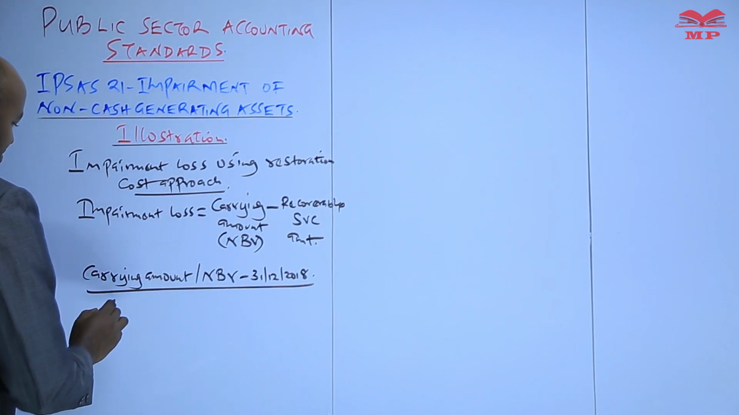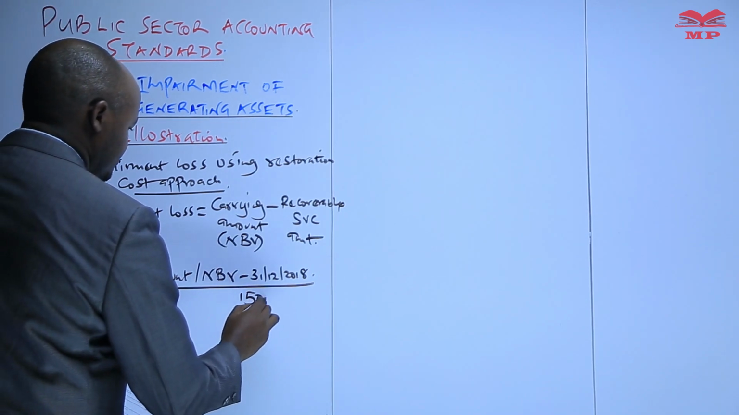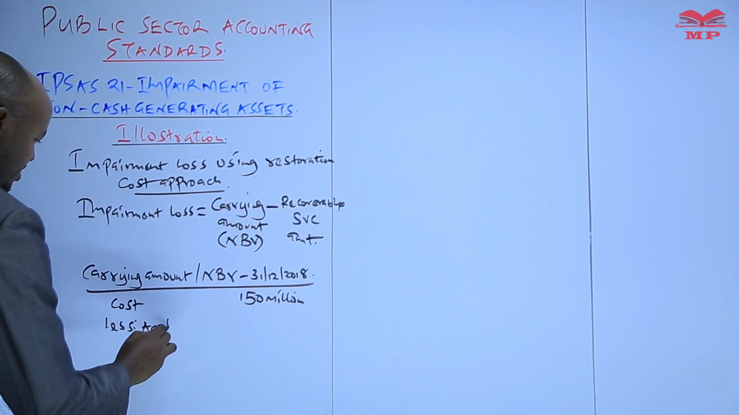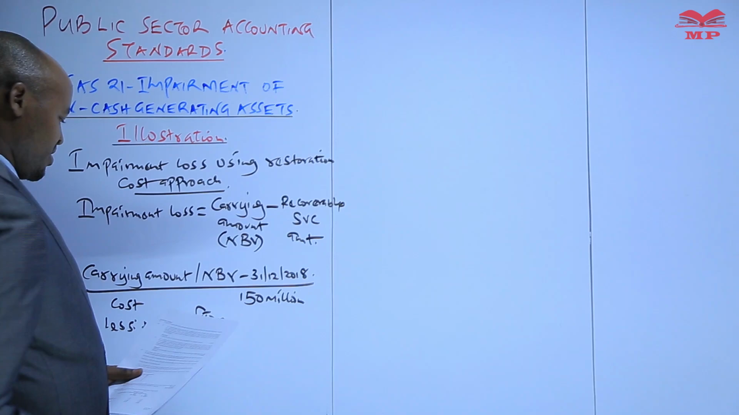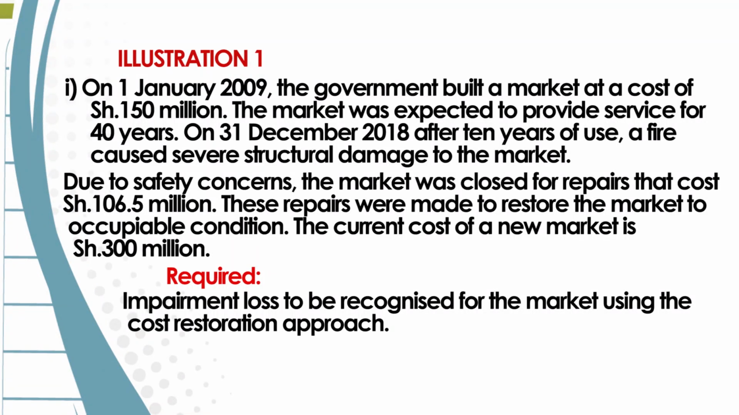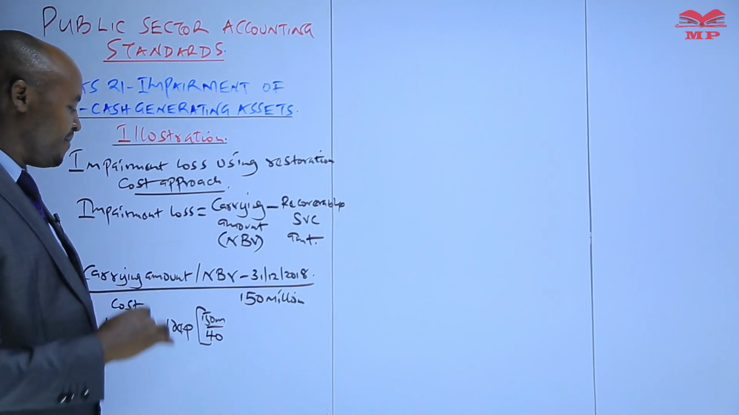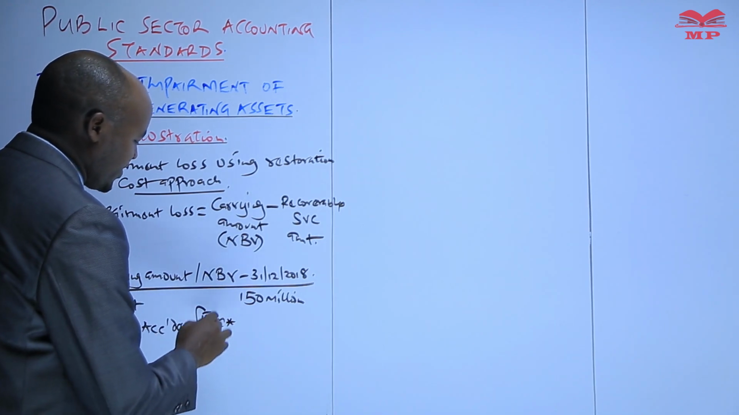So the net book value or the carrying amount is equal to the cost, and we are given the cost of the market, which is 150 million. So we less the accumulated depreciation. The accumulated depreciation in this case will be computed by taking 150 million. And in sentence number 2, we are told that this market, which was constructed by the government, was expected to provide services for the next 40 years. So anytime you're given the expected useful life of an asset, you determine its depreciation using the straight line method. You take the cost divided by the expected useful life of that asset, and this will give us the depreciation per annum.